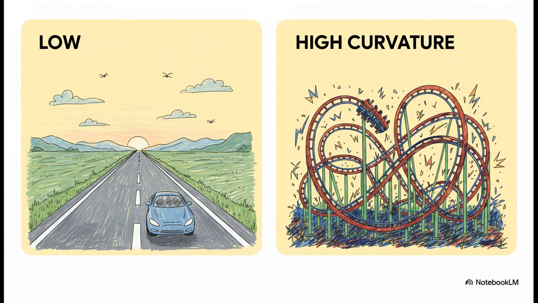And this is a perfect way to visualize it. A low curvature state is like driving down a nice, straight, calm road. It's predictable, it's stable. High curvature, on the other hand, is that wild roller coaster. It's nothing but sharp turns, sudden drops, and just pure chaotic energy. So in our case, the waking event was that calm road, but the dream was the roller coaster.